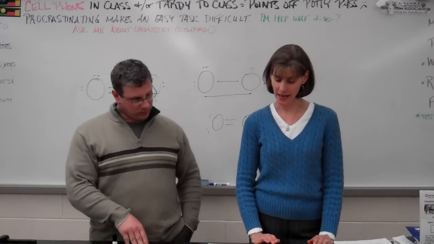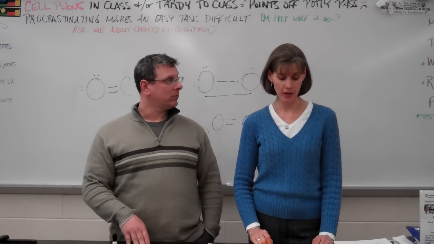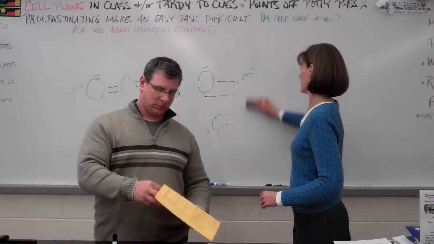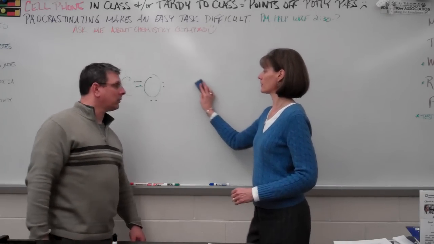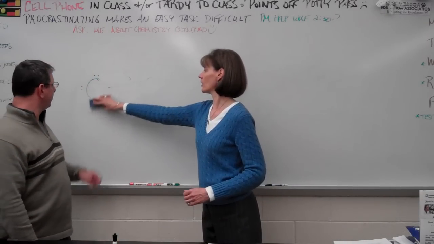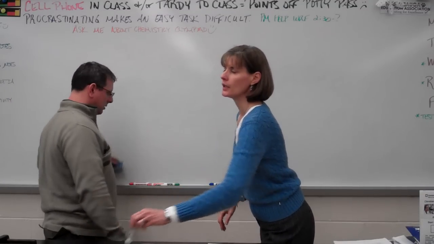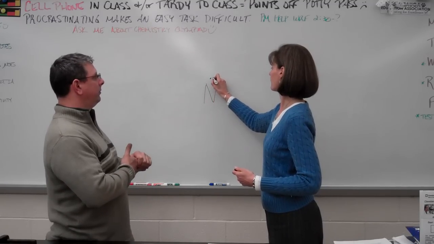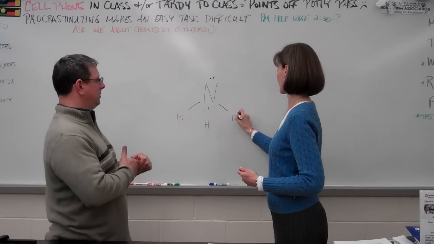Now number 9. The test hint says how a coordinate covalent bond forms. What is it made of? And a coordinate covalent bond shows up a lot in the polyatomic ions. It shows up in some of our trigonal planar things. I like the example of ammonia turning into the ammonium polyatomic ion.